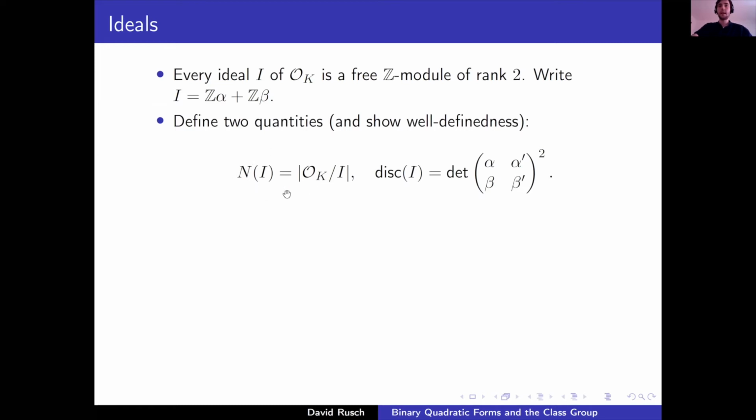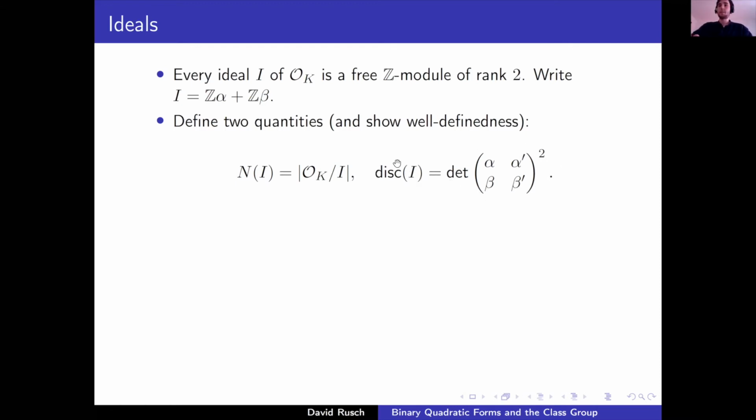First is the ideal norm. Note that we also use N here, N of I. This will be justified in the case of the quotient ring, the ring of integers by the ideal. It kind of measures how widespread the ideal is. So the more widespread it is, the bigger we consider this ideal to be. And similarly, the discriminant of I is defined as this determinant here.